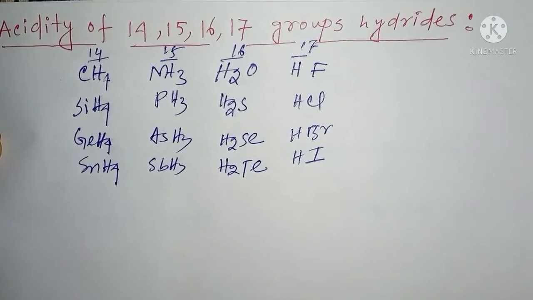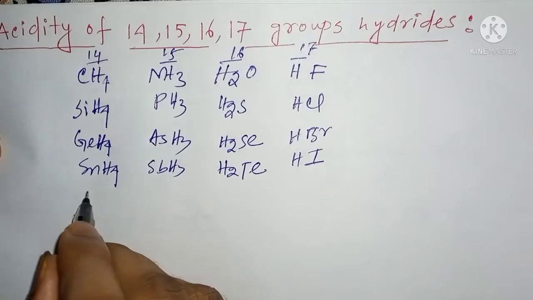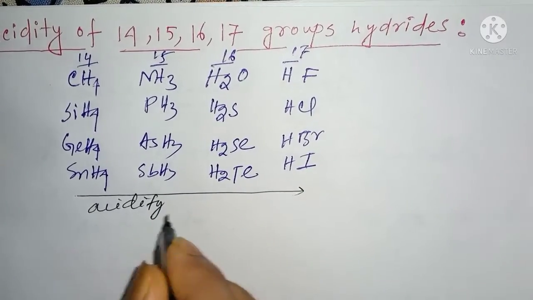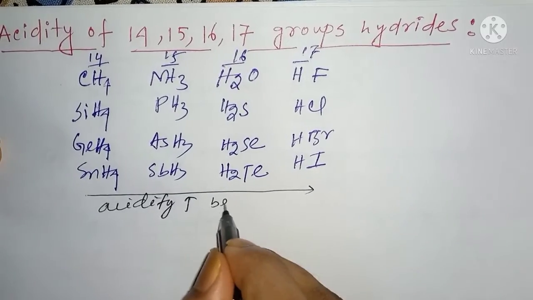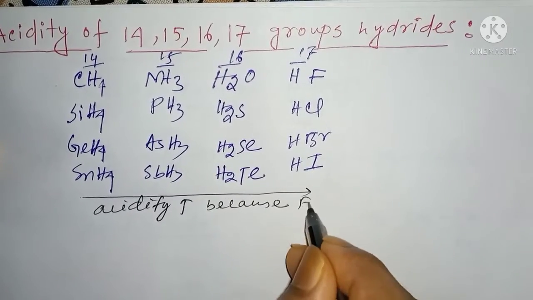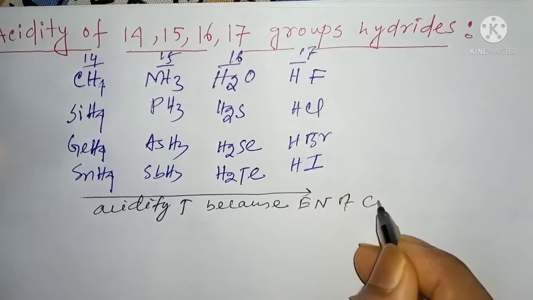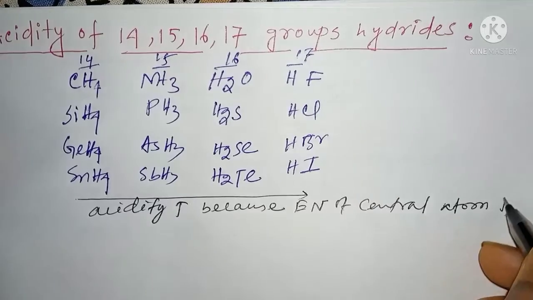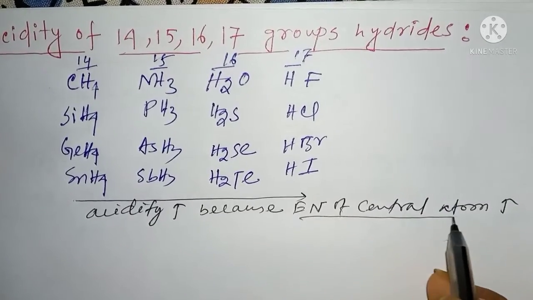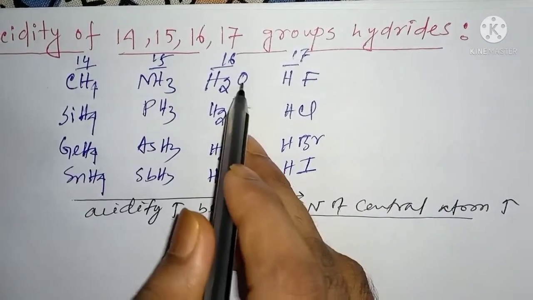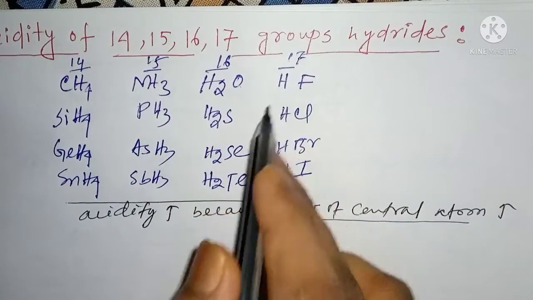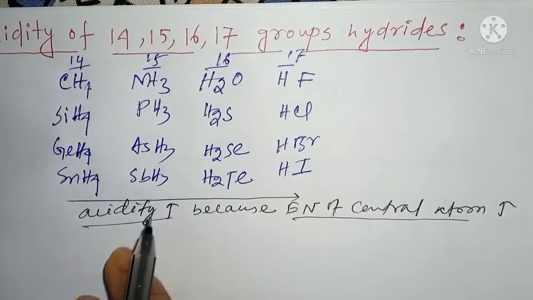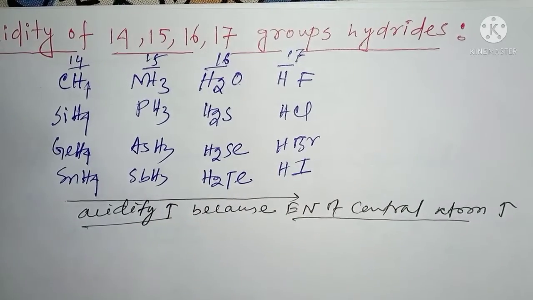Now for the acidity order, left to right acidity increases because the electronegativity of the central atom increases. Left to right, carbon, nitrogen, oxygen, fluorine, electronegativity increases, so acidity increases. We know electronegativity is proportional to the -I effect, so conjugate base stability and acidity increase.